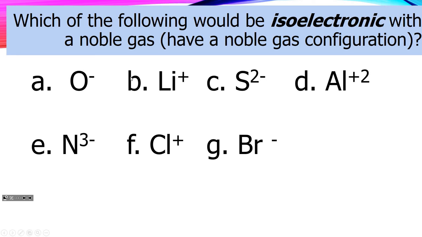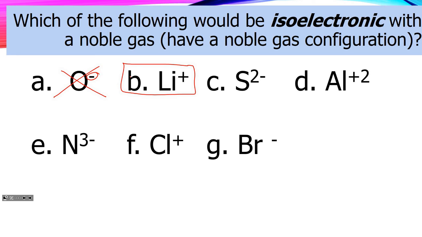So that would be a -2. This only has a -1. This is not isoelectronic with a noble gas. Find lithium. It's in the S block. What charge will it be when it is isoelectronic with a noble gas? +1. Good. It will give 1 away. So this is right. This one is isoelectronic with a noble gas.